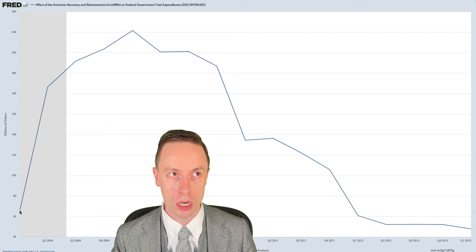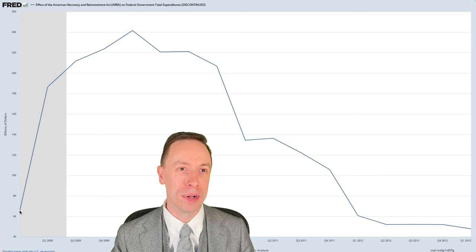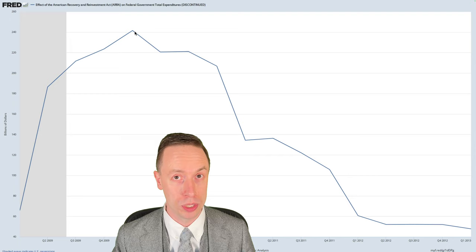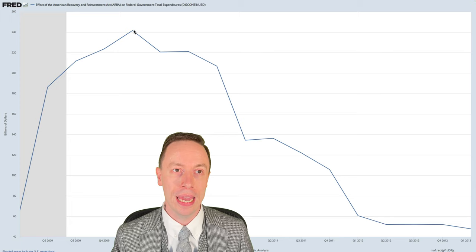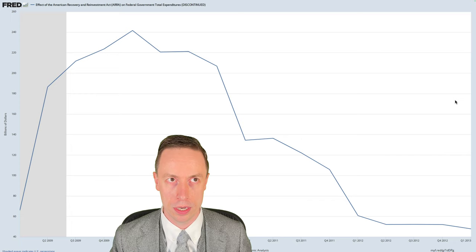Also, as is usually the case, these numbers are being expressed at annual rates. So for example, here in first quarter 2010, $240 billion. That doesn't mean we spent $240 billion extra at the government level in 2010 first quarter only. That means if that spending had continued for the whole year, it would have been $240 billion. So if we add all these numbers up and divide by four to get to an actual total, just in case you're curious, it was still a massive amount. I think something like $673 billion in additional government spending total.